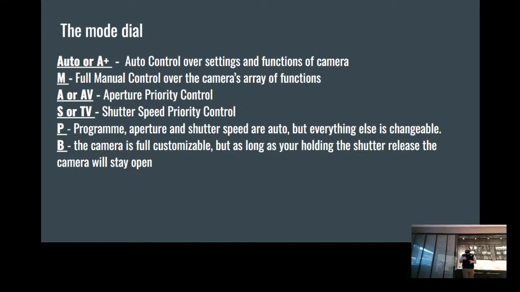B is a fully customizable setting. You can change the camera to be whatever you want, but as long as you're holding the shutter release button, the camera's going to stay open. We call that bulb. If you ever watch an old time movie or know about it, there used to be a period of time where photographers would hold a little light stick up in the air with their camera, and it would be this light bulb that was blue. It would flash, it would make this really obnoxious noise, and they called it the bulb.